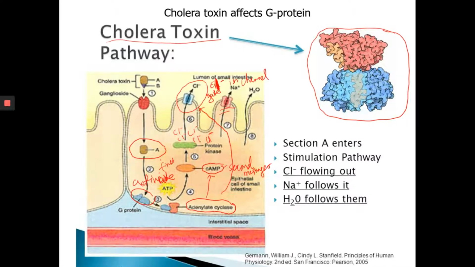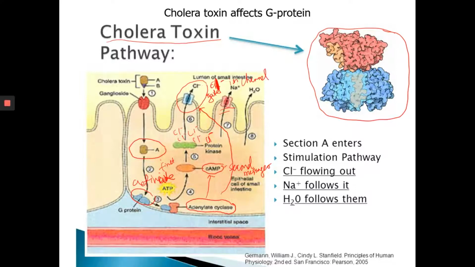Okay, so high concentration inside and low concentration outside the cell. So chloride is going to diffuse, it's going to flow out of the lining cells. And then water is going to follow chloride. Remember the osmosis section, we talked about how water wants to go from low solute to high solute, to bring down the concentration.